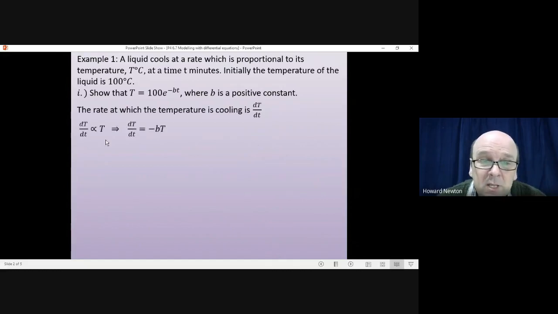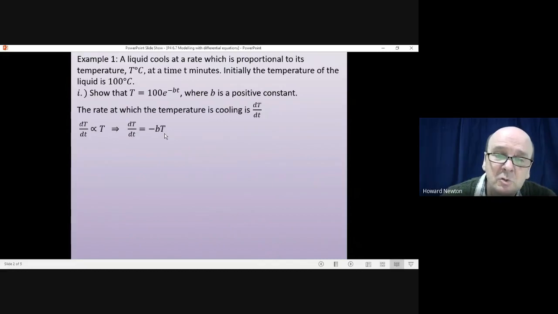What we're told is that is proportional to the temperature. So the rate of change of the temperature, dT by dt, is proportional to the temperature, big T. They tell us that in the question. And then the next thing you'd need to know is that if something is proportional to something else, that means it's equal to a constant times by that thing. So dT by dt will equal a constant times by big T, the temperature.